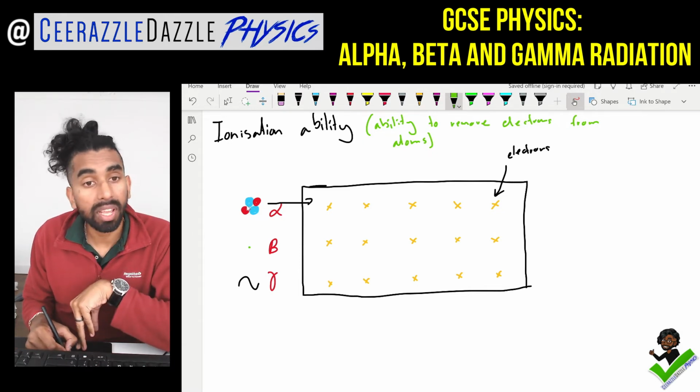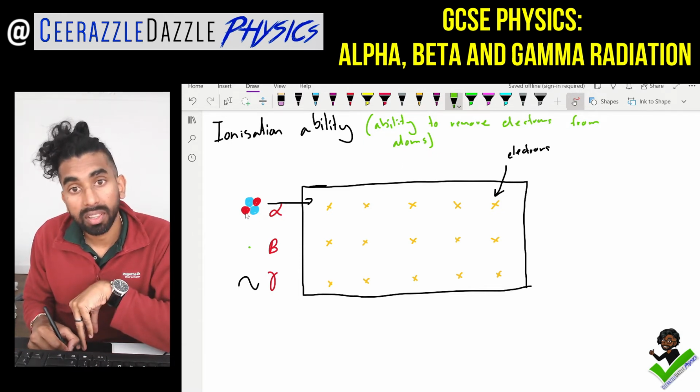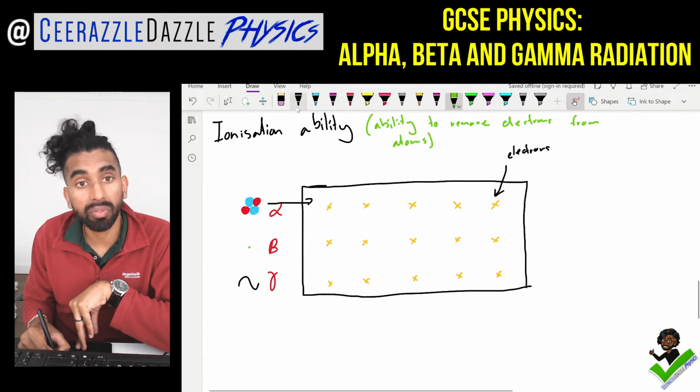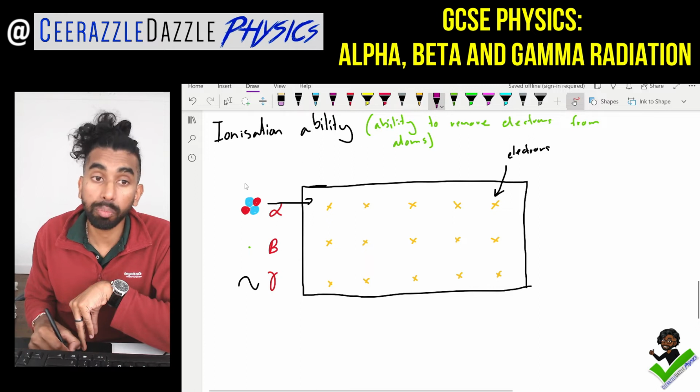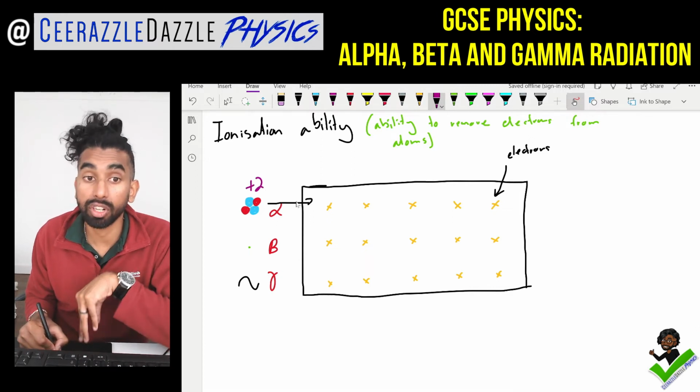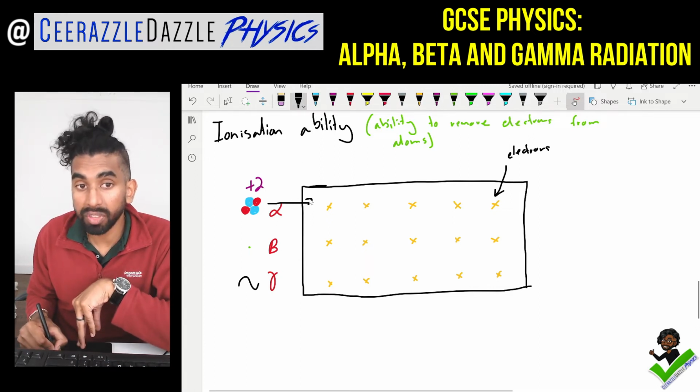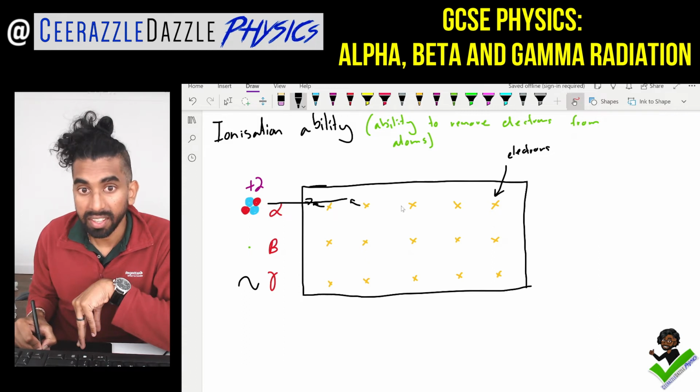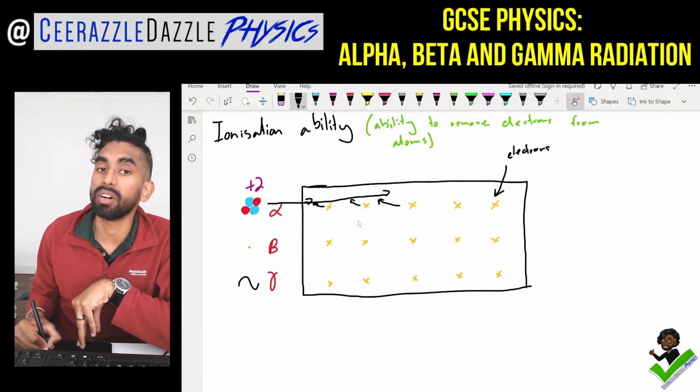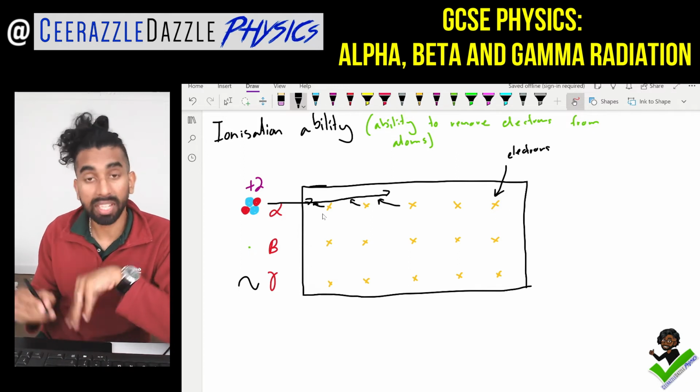So right now, if I was to fire the alpha particle into it, because it has a charge of +2, bear in mind it has a charge of +2, it can rip off these electrons very easily. So this electron will be attracted towards it, and it moves towards it, and so will this one over here, and it's very ionizing. There we go, so it travels that far. So the alpha particle, it's very ionizing.